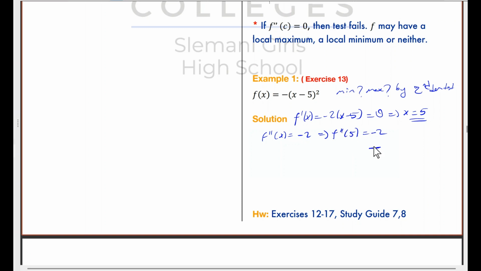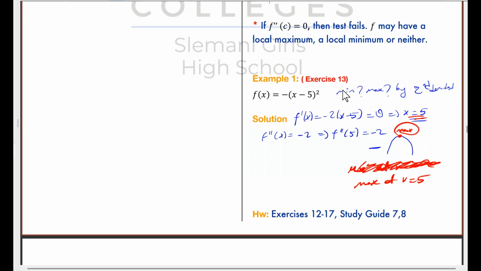If the sign of the second derivative is negative, then we have a convex function. If there is a convex function, then we can say there is a local maximum. So there is a maximum at x equals negative 2. Sorry, not x equals negative 2. At x equals 5. Local maximum at x equals 5.